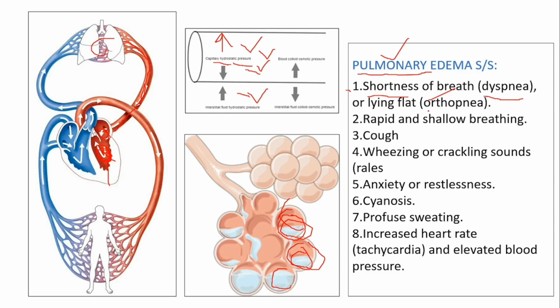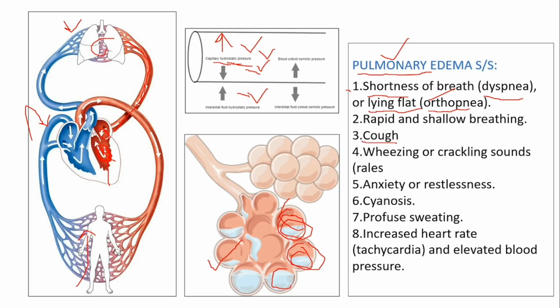Orthopnea will also occur. Orthopnea is when the patient lies flat, the blood will move from the lower side to the upper side, toward the heart, and this blood will also come toward the lungs. So they will further increase the hydrostatic pressure, which will increase the pulmonary edema, and dyspnea will occur. So when dyspnea occurs on lying flat, this is called orthopnea.